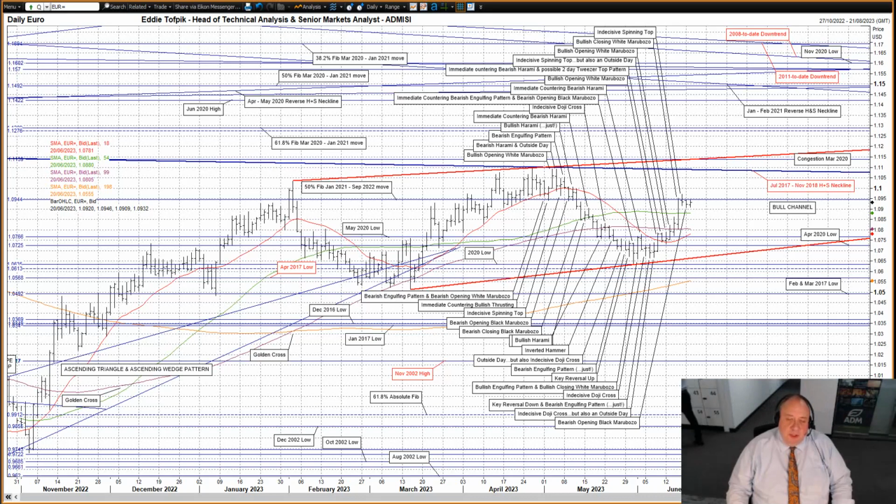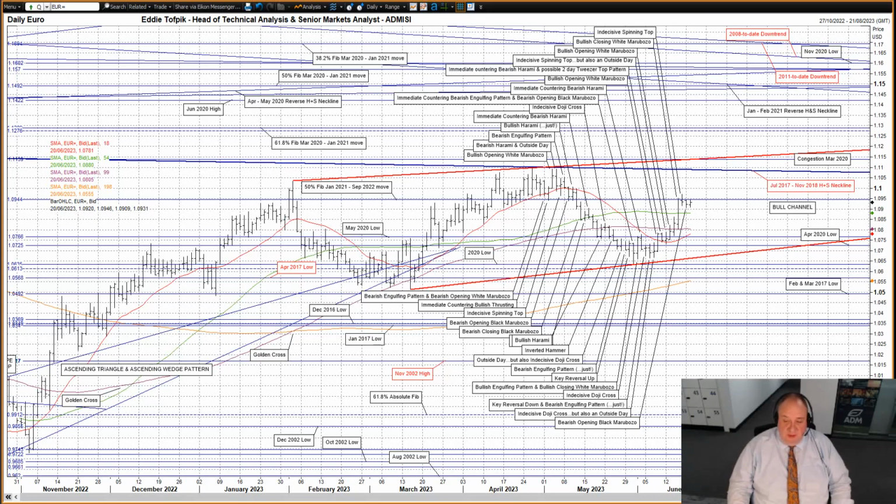Euro-dollar. A bearish opening black Marubozo and second bearish black crow yesterday. This was the result of the market rising and hitting from underneath the 50% Fibonacci line of the January 2021 to September 2022 move at 109.44, which had previously capped the market on a closing basis.